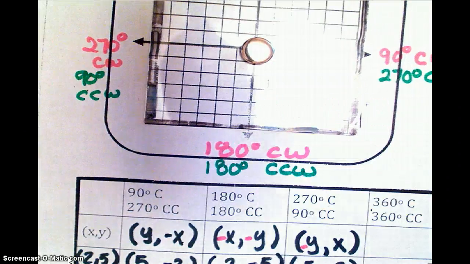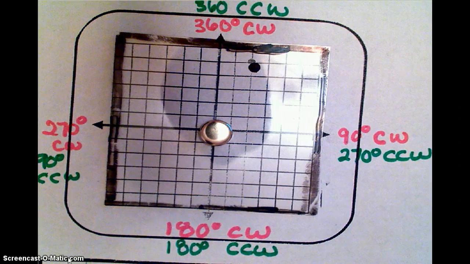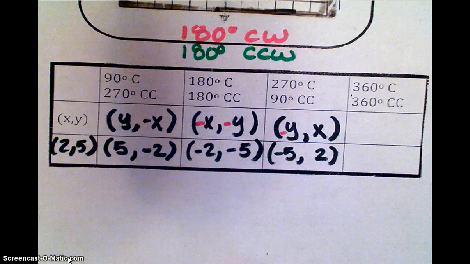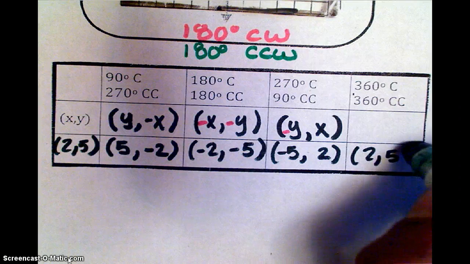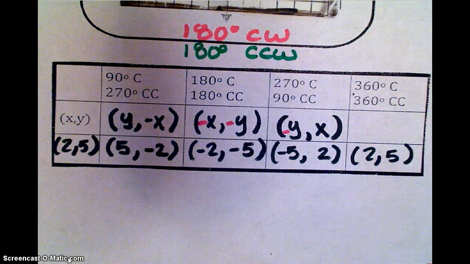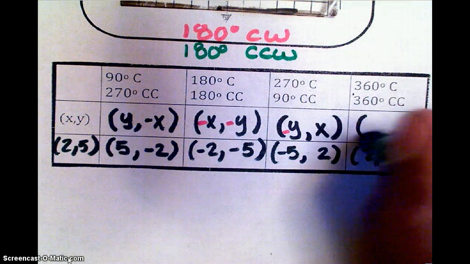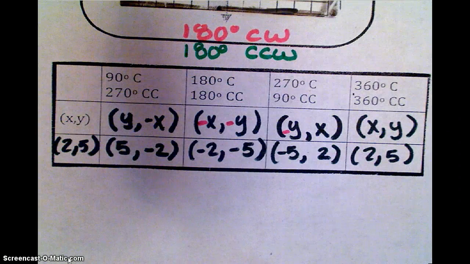Let's look at what happens if I go 360 degrees. I end up back where I started. And so I'm back at 2, 5. And so if I go back down here, my point is at 2, 5. So when I go 360 degrees clockwise or 360 degrees counterclockwise, my x and y don't change.